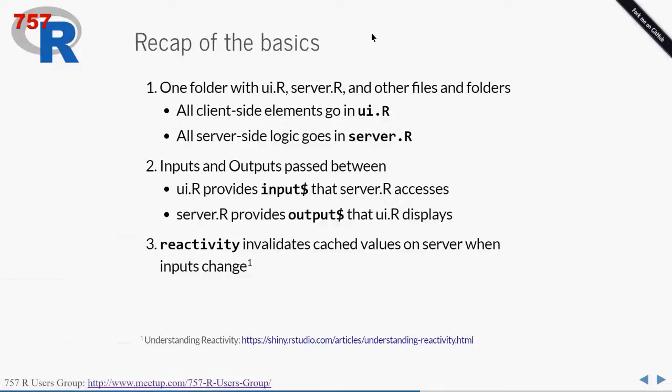So to recap some of the basics there, you're going to have one folder for your app, and it's going to have a ui.R and a server.R, and it's going to have those other files. All the client-side stuff goes in ui.R, all the server-side stuff goes in server.R. The inputs, anything that has input$, server.R can access it or pull it across, and anything that's output goes the other way. That's why I started really talking about the client side and the server side, because it's all about passing information between the two. And as long as you know that the stuff passes between the two, reactivity is going to take care of everything else for you. Whenever one changes, it'll update the other.